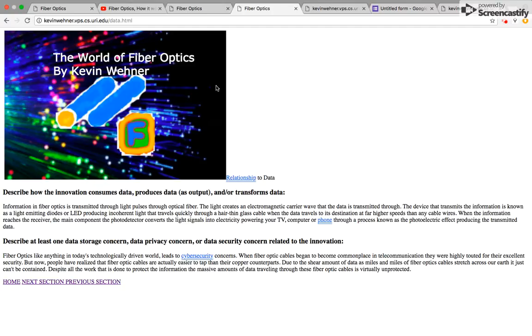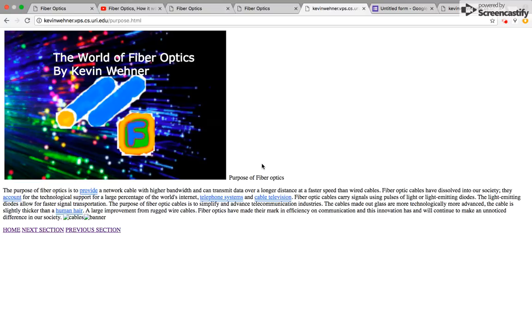So for the second question, it's describe at least one storage concern or privacy concern with this innovation. Cybersecurity is a large issue in today's society, and originally fiber optic cables over their counterparts, copper cables, seemed to be untappable and much more safe. However, in the past few years, they found that the amount of fiber optic cables there are now, stretching miles and miles, is just so hard to protect all that data.